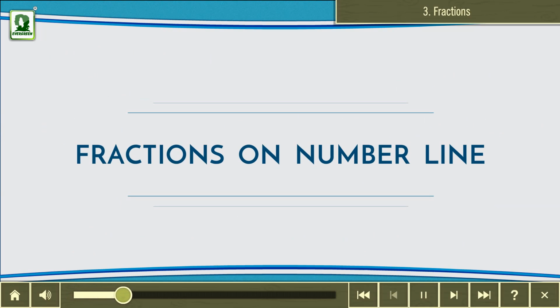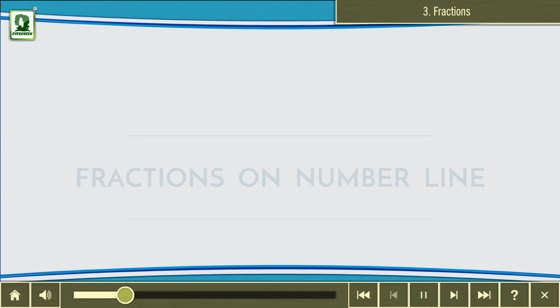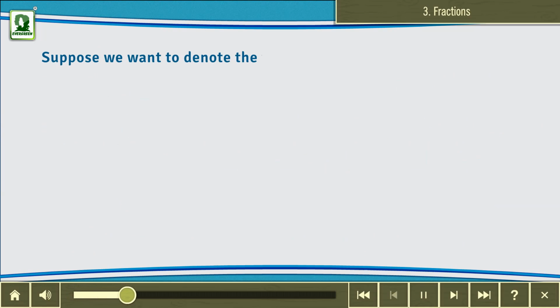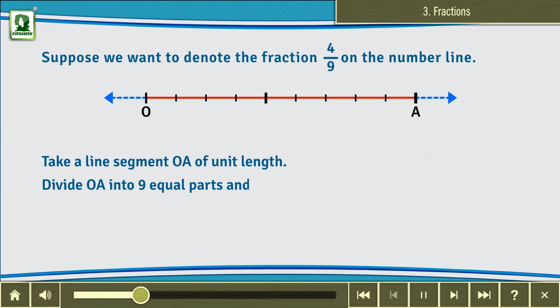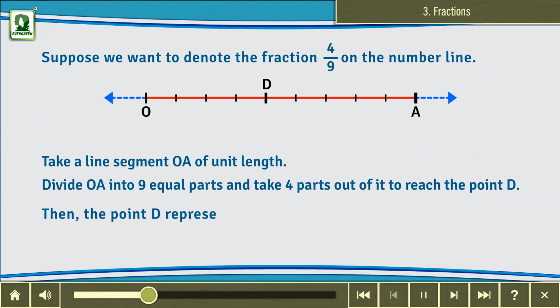Fractions on number line. Suppose we want to denote the fraction 4/9 on the number line. Take a line segment OA of unit length. Divide OA into 9 equal parts and take 4 parts out of it to reach the point D. Then, the point D represents the number 4/9.